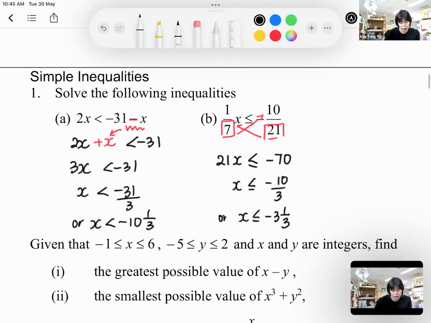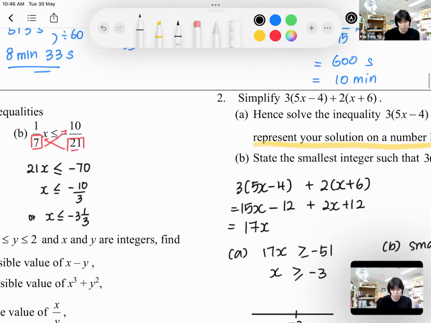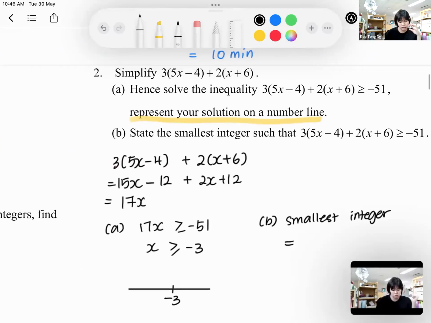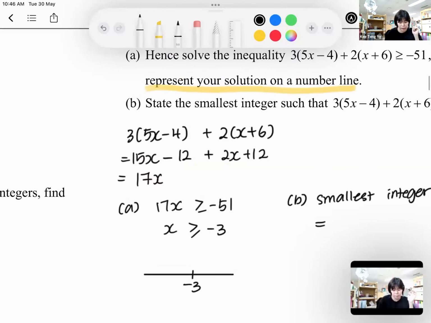Before I do the next part, let me do question number 2 first. Simplify this, shouldn't be a problem, and solve the question. Now represent your solution on the number line. So this one is a number line. You draw a number line with the number negative 3.